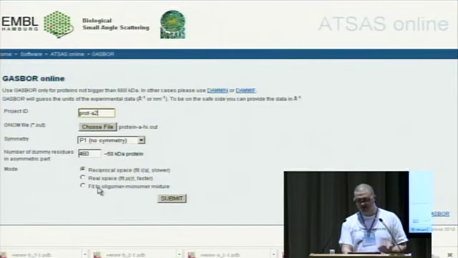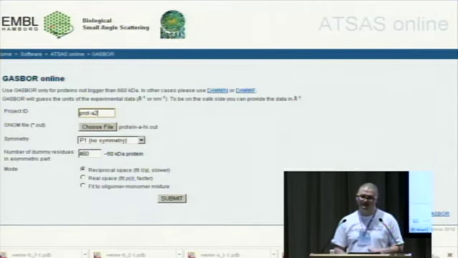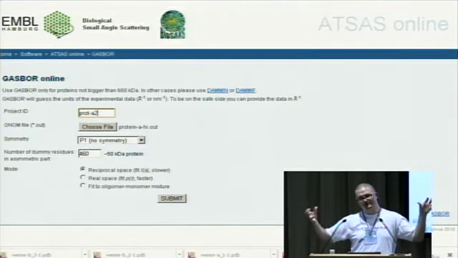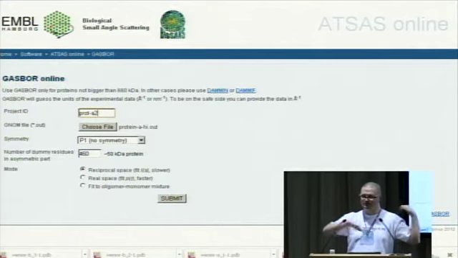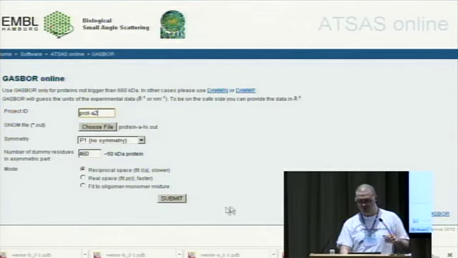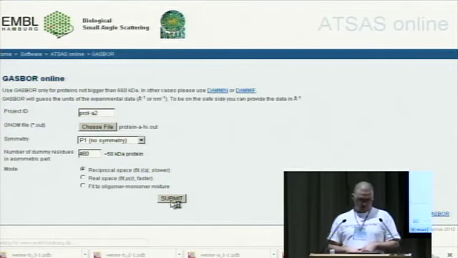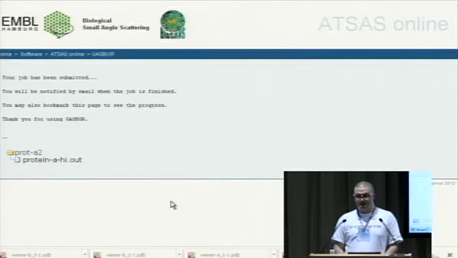I see here's also an option to fit the oligomer-monomer mixture. There is an experimental version of the program Gasbore that would work on a mixture. If you say that you have a monomer-dimer mixture, it will try to reconstruct a dimer such that in a mixture with the same monomer it would fit the experimental data. However, this is already a fishy approach. So let's see, maybe by the end of the day the model will be already there. That depends on how crowded the cluster is.